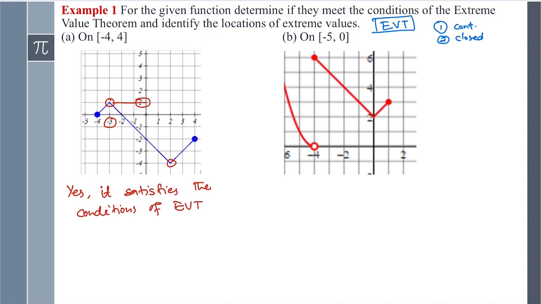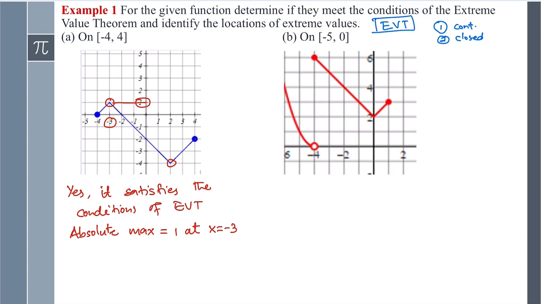So here the absolute max is the y value, so absolute max equals 1. And where does that occur? It occurs at x equals -3.